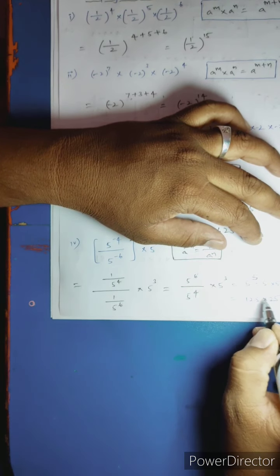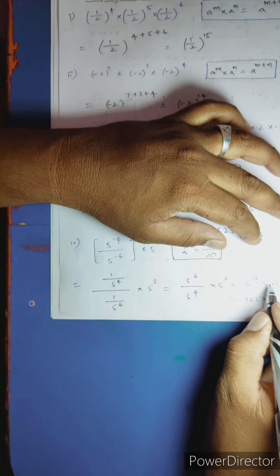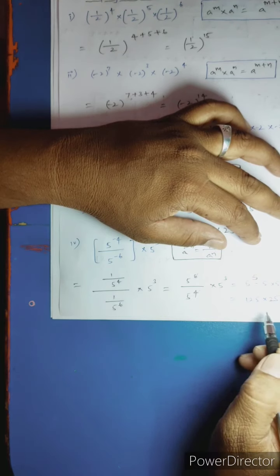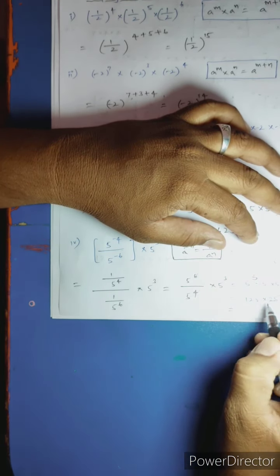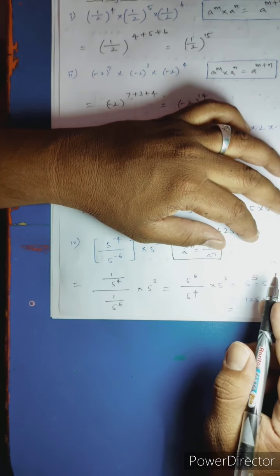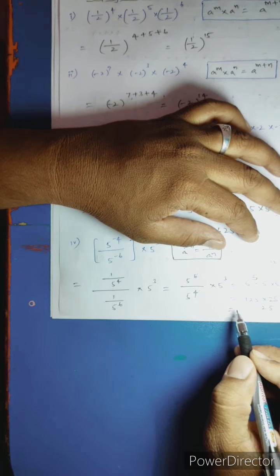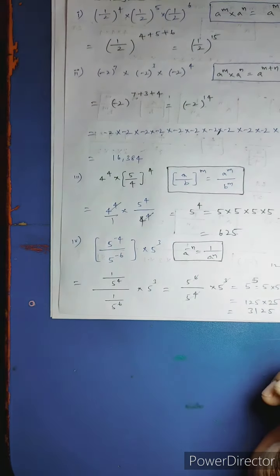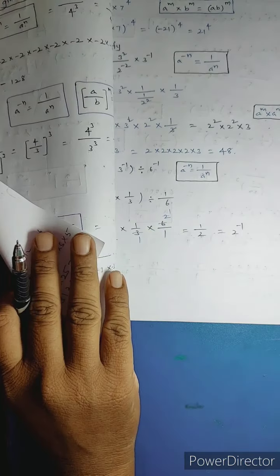125 into 25. Otherwise we can write 5 power of 5 as 5 times, 4 times, or 125 into 25 is equal to 3125. 25 5s are 125. 25 2s are 50. 12 plus 50 is 62. 25 1 is 25, and this is 3125. So 3125, or 5 power of 5, is the answer.